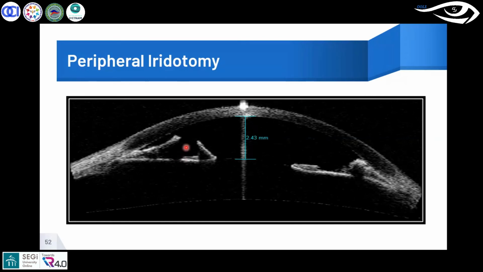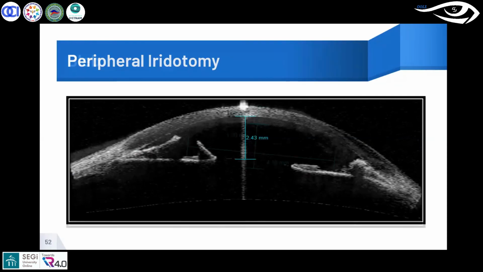And through this procedure, if you can see here, it appears as two different structures, but ideally speaking, this is a cross-sectional image. So you are not able to see the entire 360 degrees. This is just a cross-sectional image. So through this way, it is able to reach the anterior portion of the eye and drain out through the Schlemm's canal and the trabecular meshwork. So this is the peripheral iridotomy image in our AS-OCT.